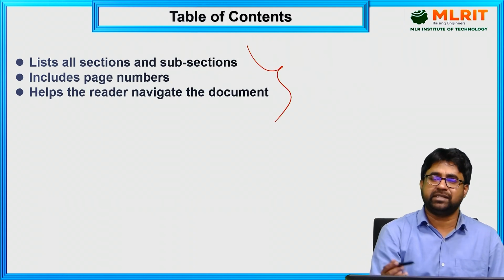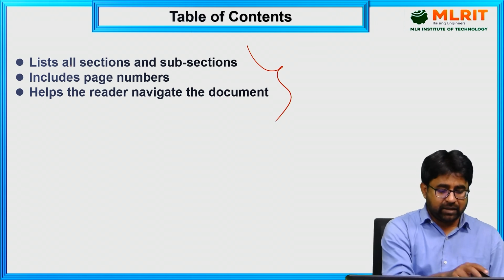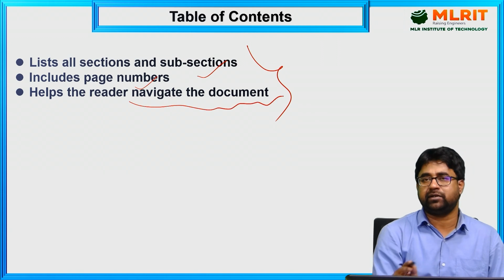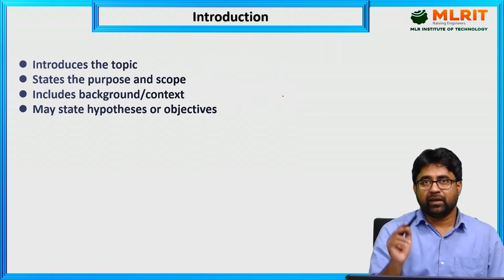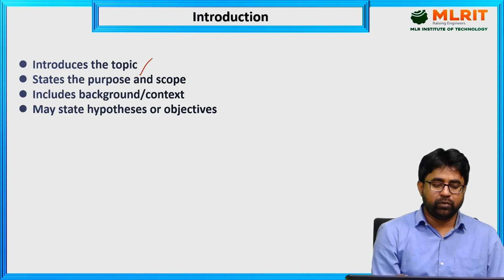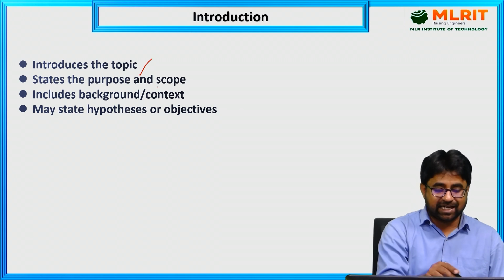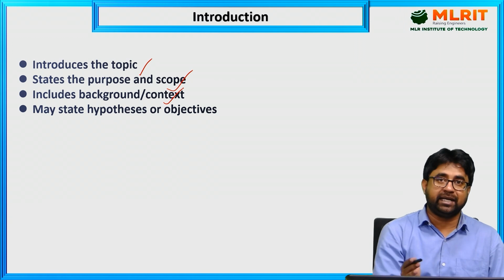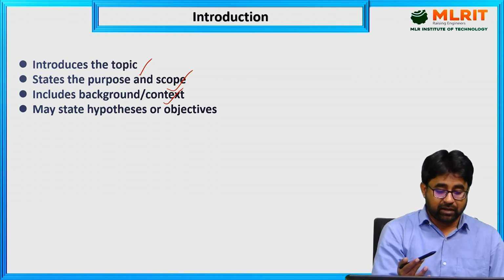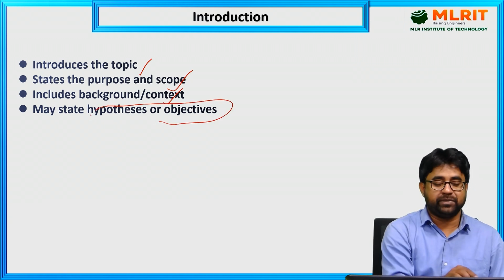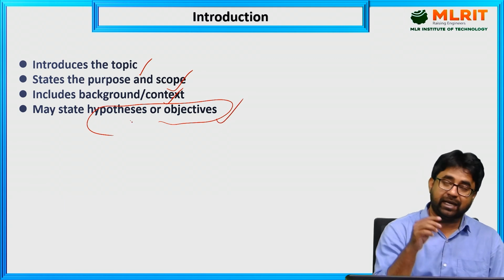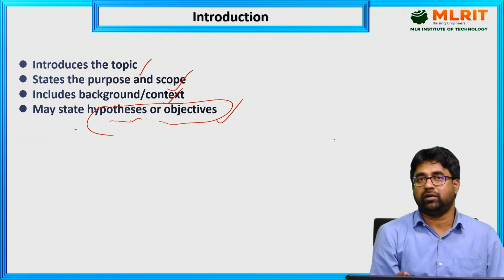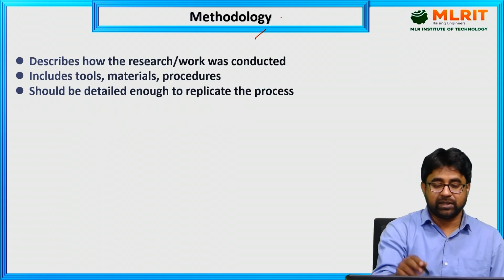So you all know what a table of contents is. A list of sections and subsections with page numbers, and it helps the reader to navigate the document. Right. Next one is introduction. Now, in the introduction part, what do you do? It introduces the topic, states the purpose and scope of your study or project, and includes background or context, the context in which you are undertaking the project. It may state a hypothesis or objective. Sometimes in the introduction itself you can state the hypothesis or objective of the study also.